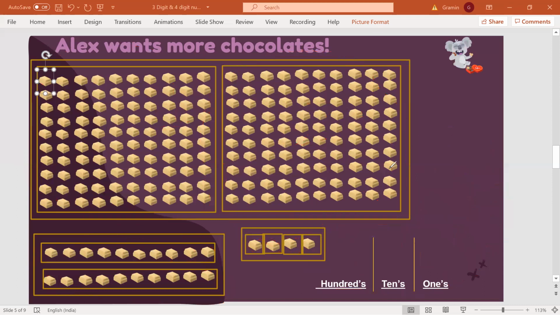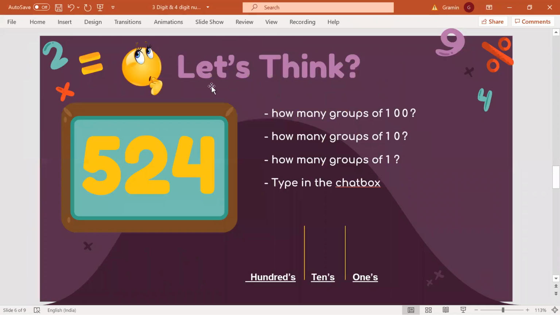So is everybody clear till now? Great. Now we will start solving some questions. Let's do some math now. Okay, so we have a number in front of us, which is 524, and we have some questions which we have to answer.